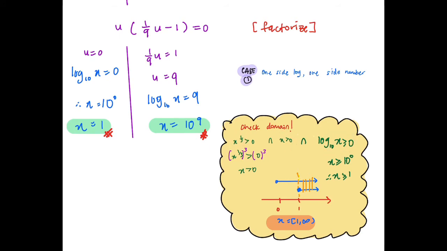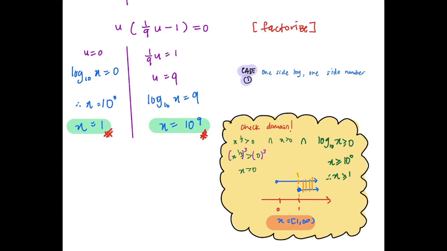For the first one, let us simplify. This is x to the power of 1 over 3. To get rid of the 1 over 3, just take power 3. So it cancels out, this is x, so x is more than 0. This is already solved, just leave it. For the last one, one side log, one side number, the way to solve this is to change to exponential. So x must be more than or equal to 10 to the power of 0, so x is more than or equal to 1.